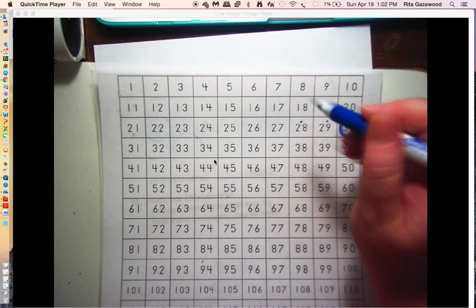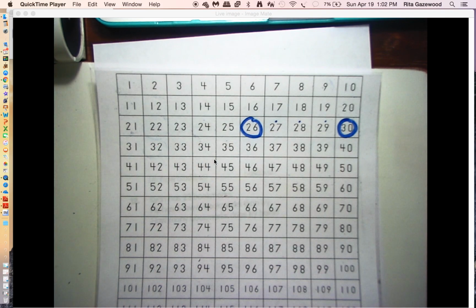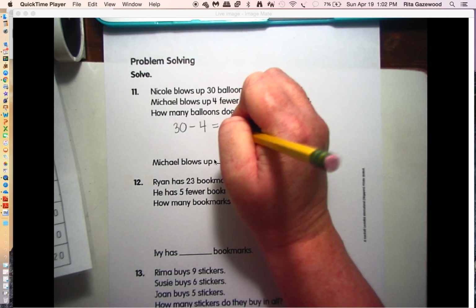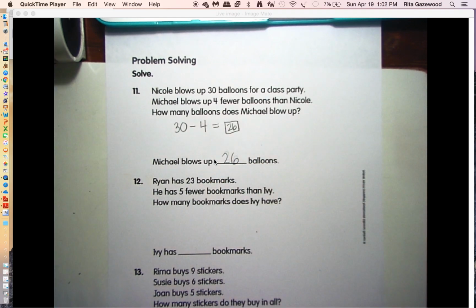1, 2, 3, 4. So how many did Michael blow up? 26. 30 minus 4 equals 26. So Michael blew up 26 balloons. Great. Let's look at our next problem.